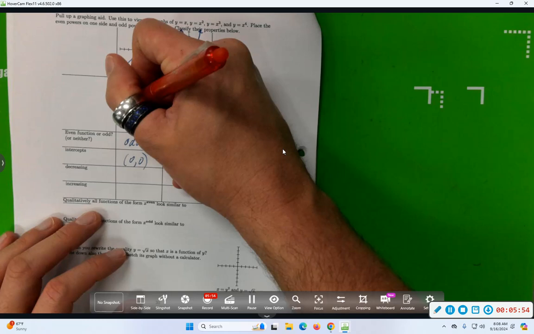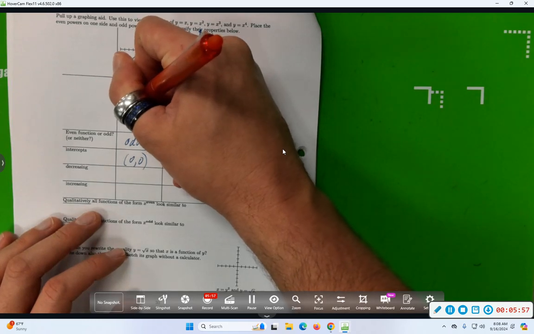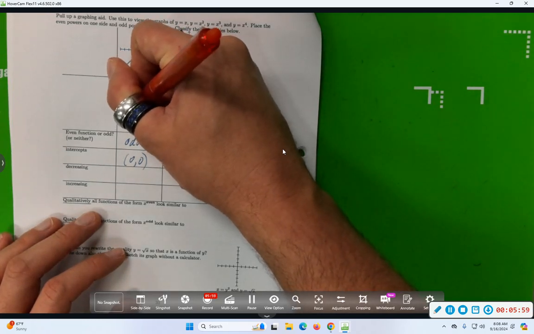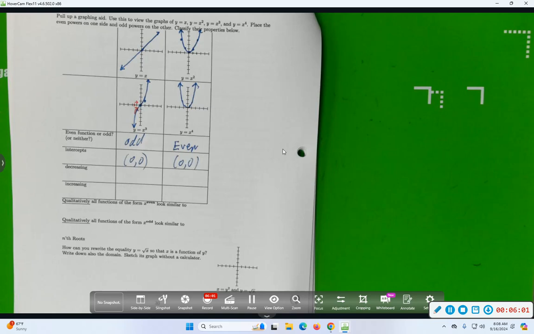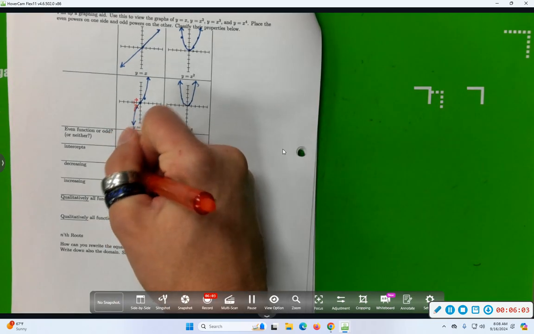So, right, there's an x value. As the x values go up, those y values seem to be going up. So I would say these look like they're never decreasing.